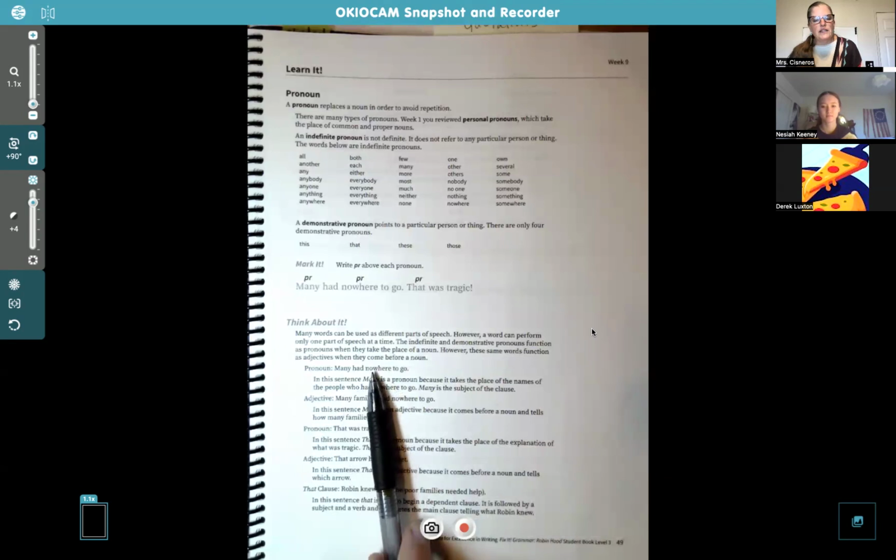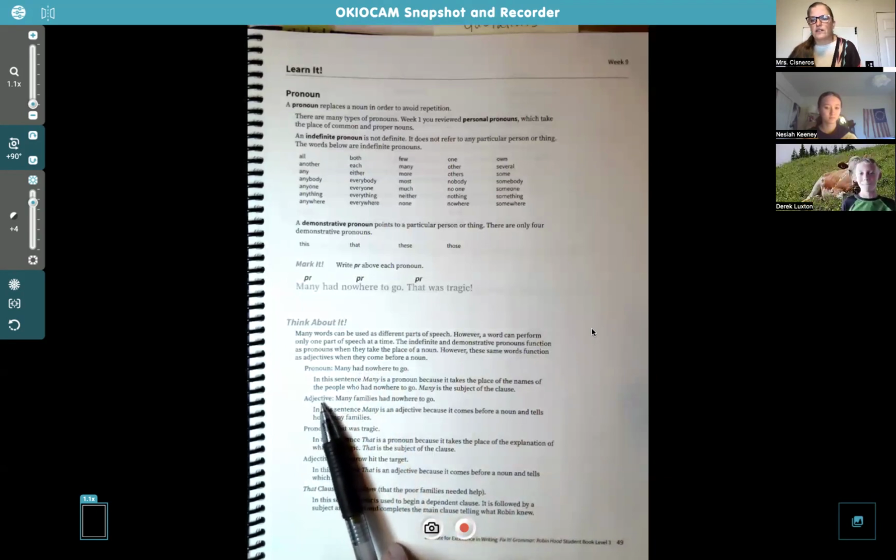So many is considered a pronoun here because it takes the place of the names of other people we don't know before that. And then here it's used as an adjective.